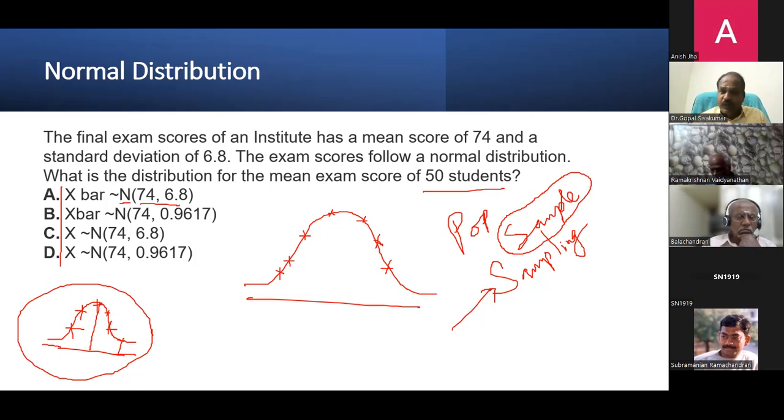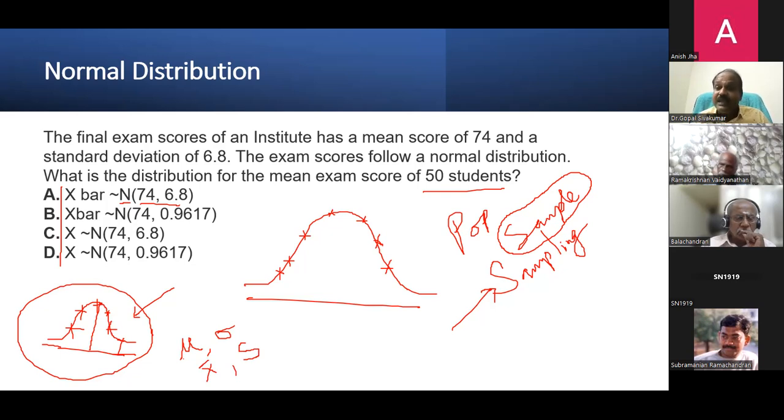Please note, for the population, the mean and standard deviation are called parameters. For the population, the mean is given a symbol called mu, and the standard deviation is given a symbol called sigma. When I say mu and sigma, I am referring to population parameters. All of you are with me? Now I take the sample. In a sample, the mean is x bar. The standard deviation is represented as capital S.